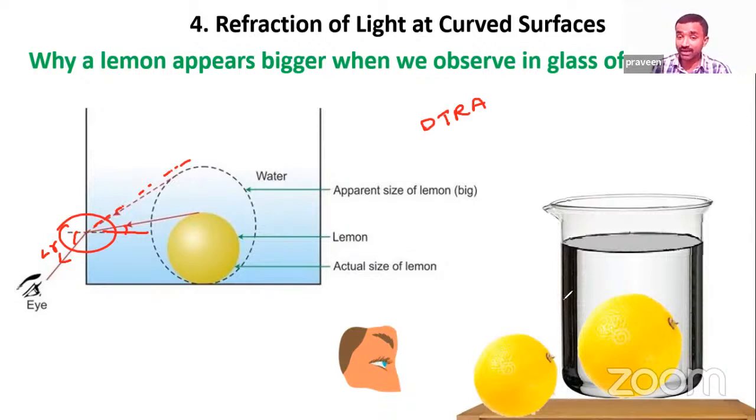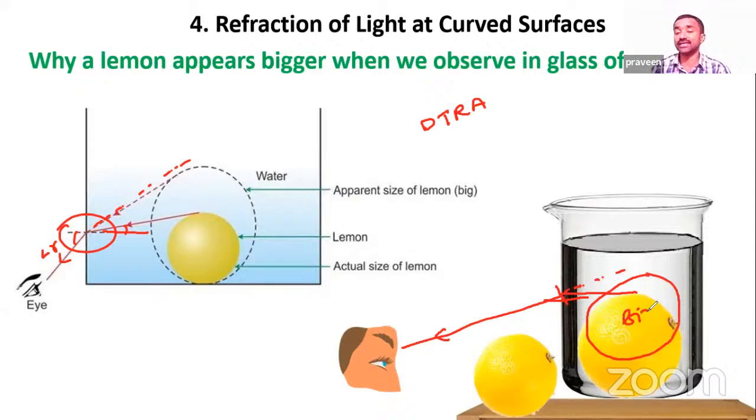Suppose here, at this line, the light is coming, making a certain angle with the normal. Then what happens at this place? It will be bent like this and reaches the person. But your eye views the lemon at this spot. So that's why you are able to see this lemon in big size. We can see that the lemon is big in the transparent glass of water.